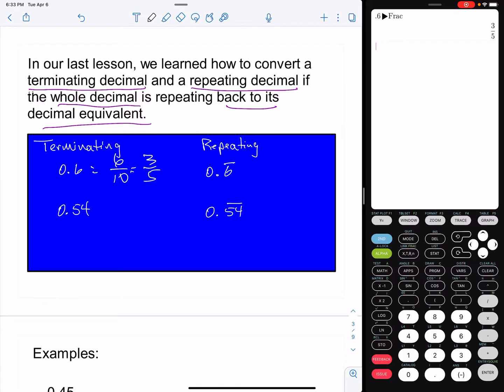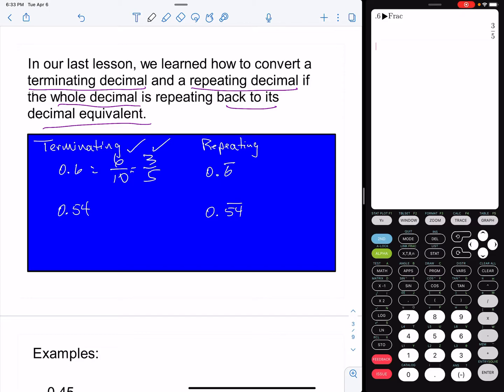Now, in order to get credit on any of these problems, I need to see unsimplified and simplified. That's because you're getting to use a calculator to do the simplifying. Okay, so if I don't see the unsimplified version, then I will take off points off your assignment.